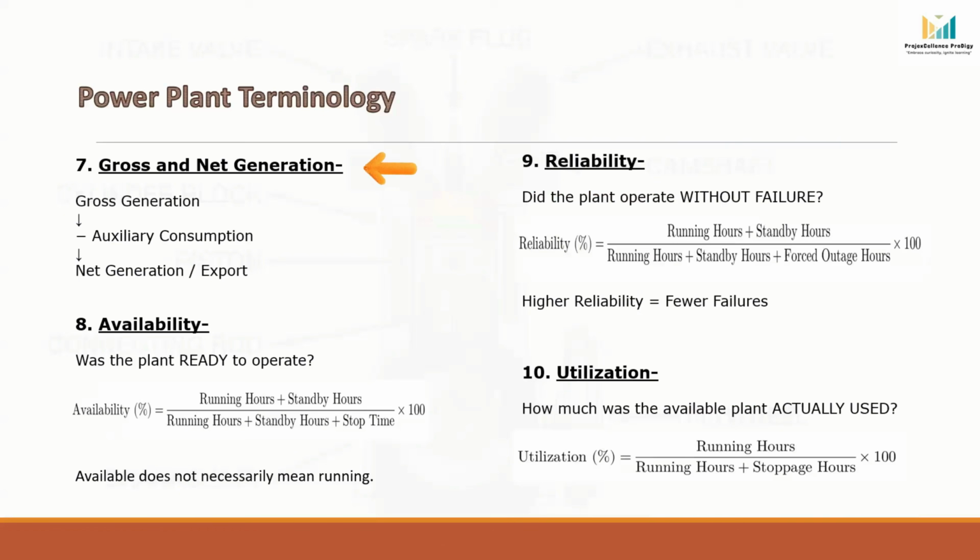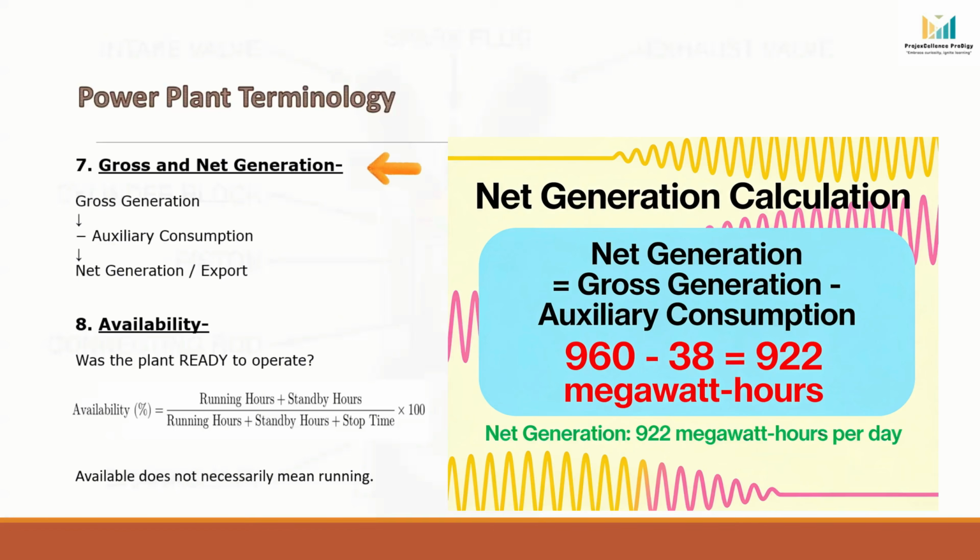And finally comes net generation, or exported power. Net generation means the energy left after deducting the plant's own auxiliary consumption. So net generation will be gross generation minus auxiliary consumption. So in our example, 960 minus 38, which will be 922 megawatt hours. So the net generation is 922 megawatt hours per day. And this is the energy which is actually sent to the grid. It may also be called exported energy or net export.